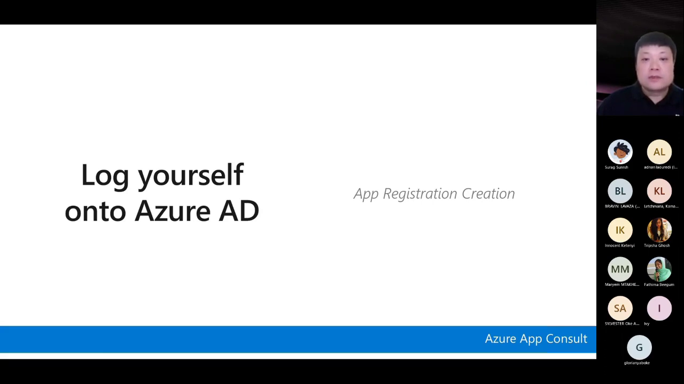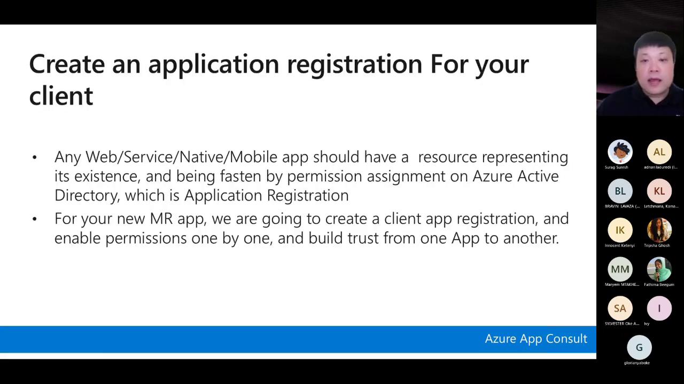The first part is the application registration creation. Like I mentioned, with Azure AD or the identity platform, it should be known who is logging in and from which application. Any web service should have a resource representing its existence. So if we have a mixed reality app, a client-side app, we should have a managed proxy, or we can say a digital twin if we expand the idea. It can be managed by Azure AD. So we should create one resource for that app so it can be managed.